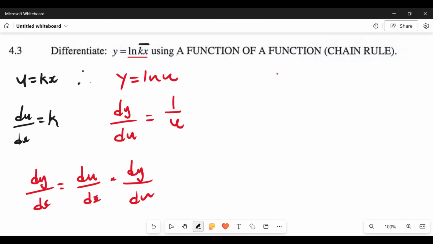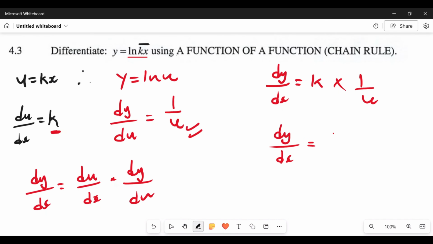Now from here, to get your dy over dx, you must multiply du over dx with dy over du. Right, let's continue. dy over dx is going to be, what is du over dx? Du over dx, if you look here, is equal to k. Multiply by dy over du, which, if you look here, is 1 over u. So dy over dx is equal to k over u.